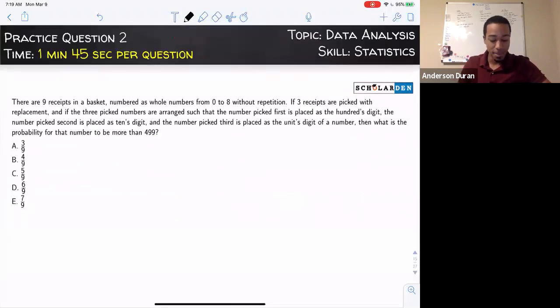There are 9 receipts in a basket. Numbered with whole numbers from 0 to 8 without repetition. If 3 receipts are picked with replacement, and if the 3 picked numbers are arranged such that the number picked first is placed in the hundreds digit, the number picked second is placed in the tens digit, and the number picked third is placed in the units digit of that number, then what is the probability for that number to be more than 499?